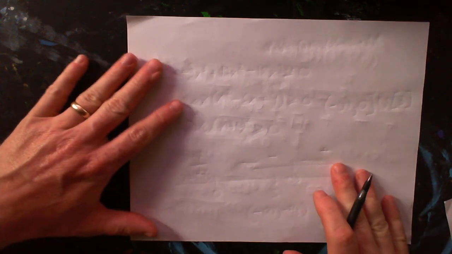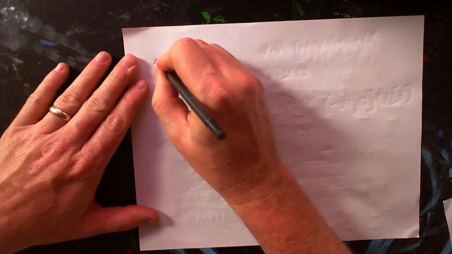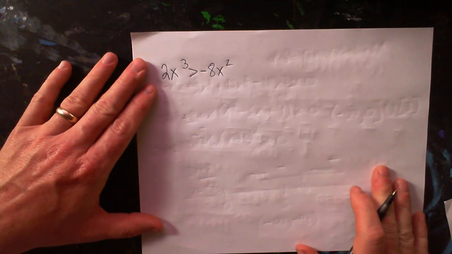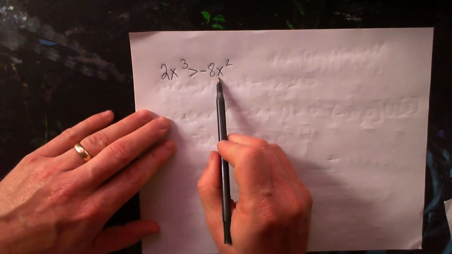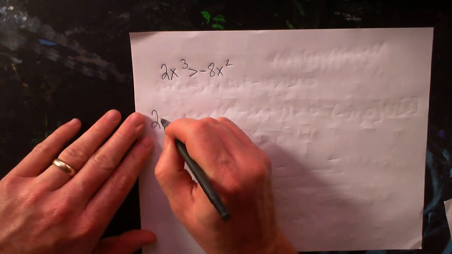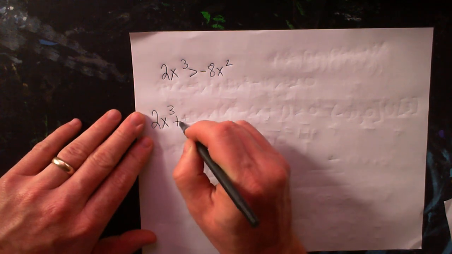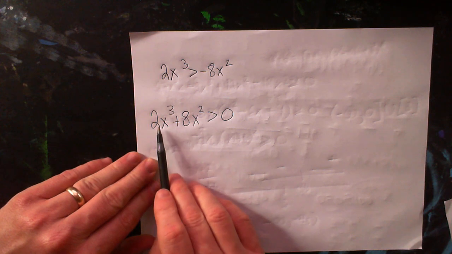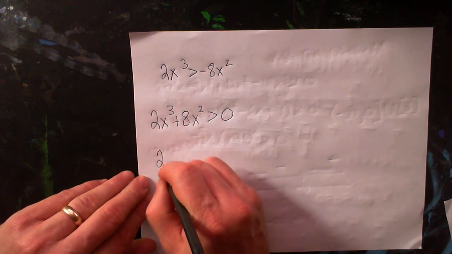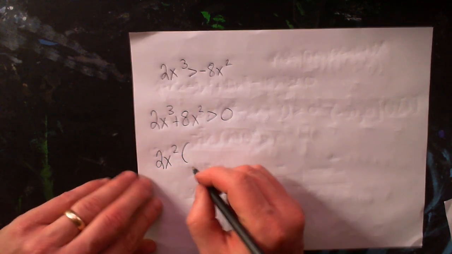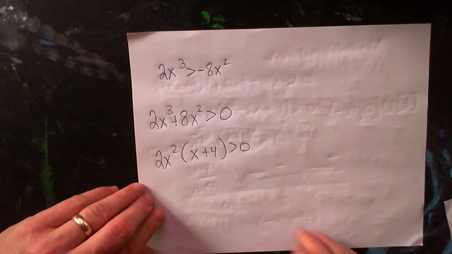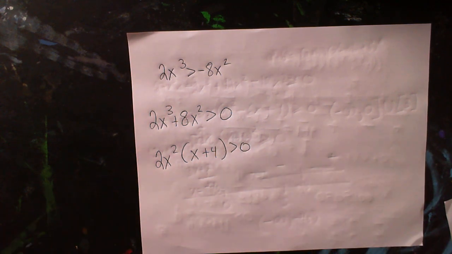All right, number 10, we have 2x cubed greater than negative 8x squared. We pull the negative 8x squared to the other side. That will be 2x cubed plus 8x squared greater than 0. I can factor a 2x squared out of both terms, which will leave x plus 4 greater than 0.